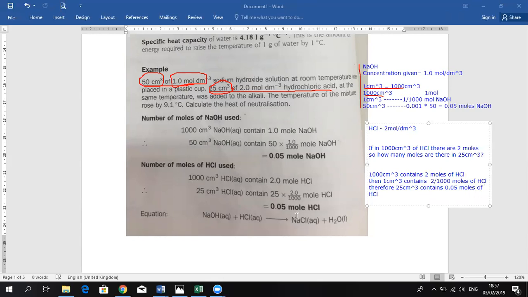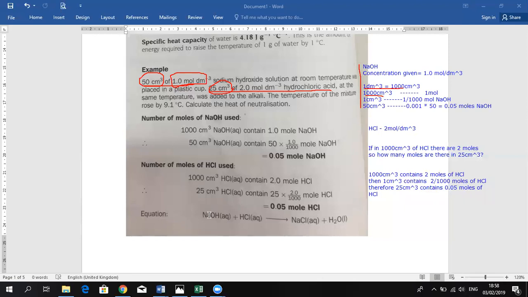At this point, now that you've finished calculating the moles for each, we have it for the 50 centimeter cube of sodium hydroxide, and we have it for the 25 cm cube of HCl. We need to look at the equation. This is where the stoichiometry comes in now. Stoichiometry means that when you look at a balanced equation, it's a ratio. There's a ratio of 1 sodium hydroxide reacting with 1 hydrochloric acid to produce 1 sodium chloride and 1 water molecule, right? So we can check it in terms of moles.